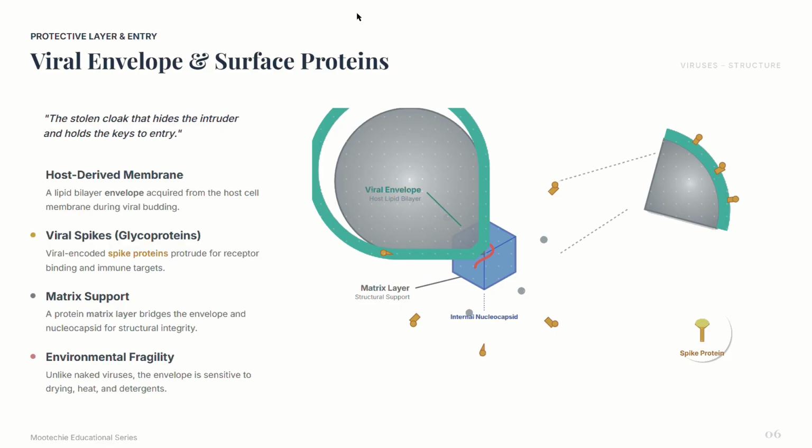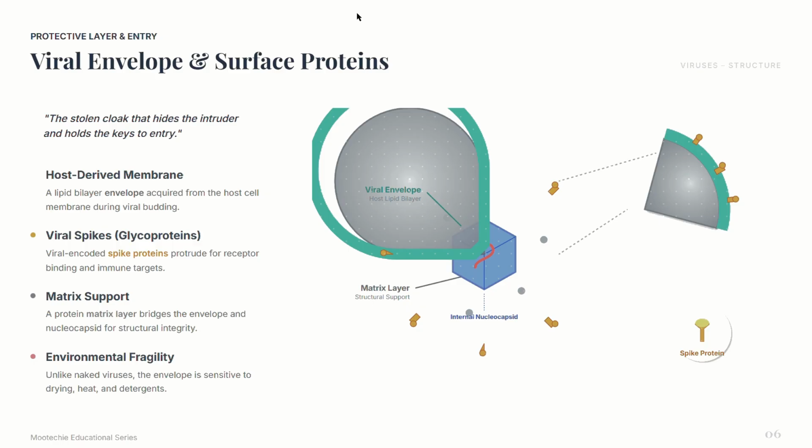Protruding from this envelope are viral spikes, which are glycoproteins. These spikes are virally encoded and are crucial for binding to host cell receptors. They are also the primary targets for our immune system antibodies. Inside, a matrix support layer made of proteins bridges the gap between the envelope and the inner nucleocapsid, providing structural integrity and helping shape the virus particle.